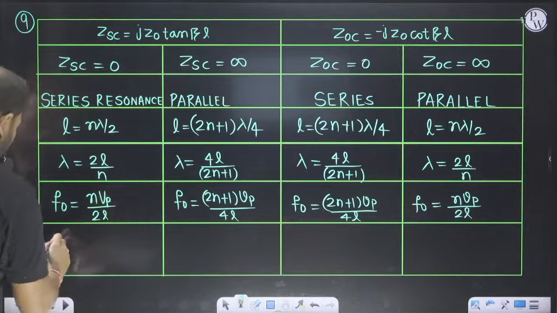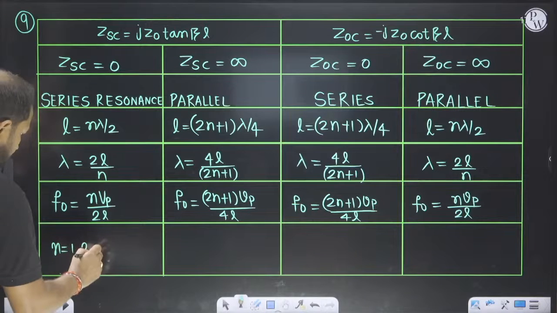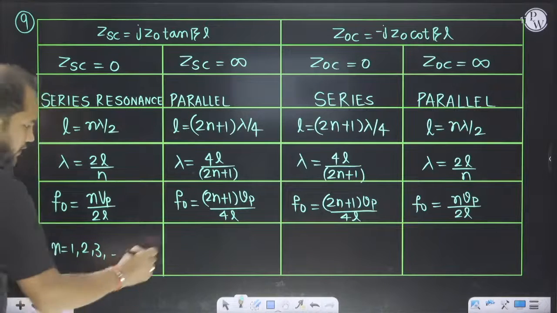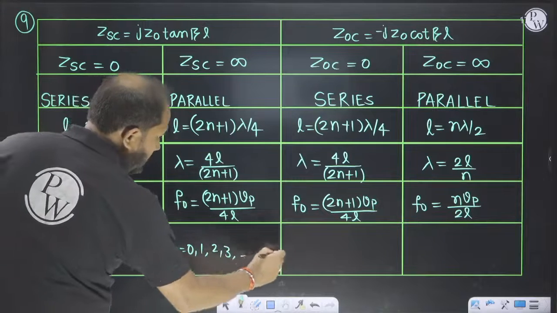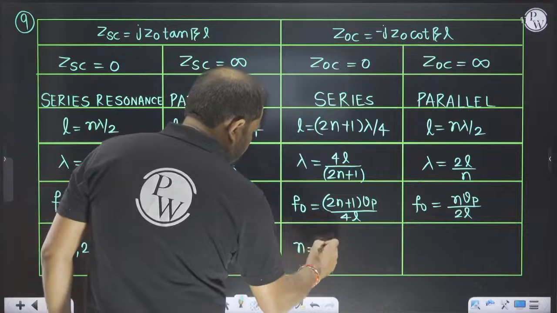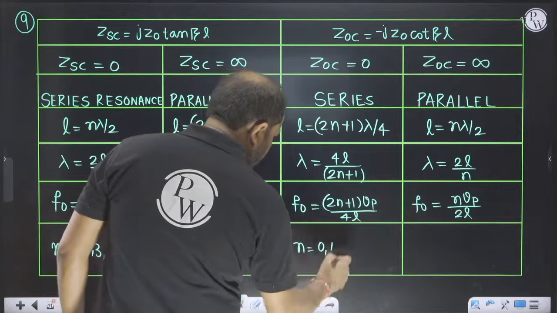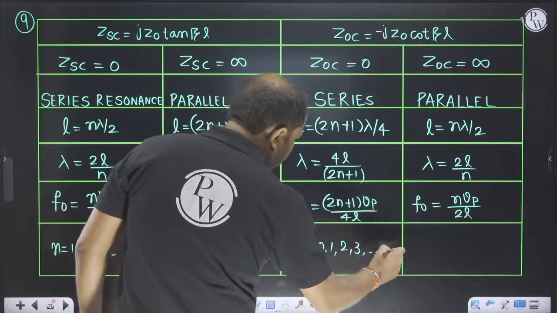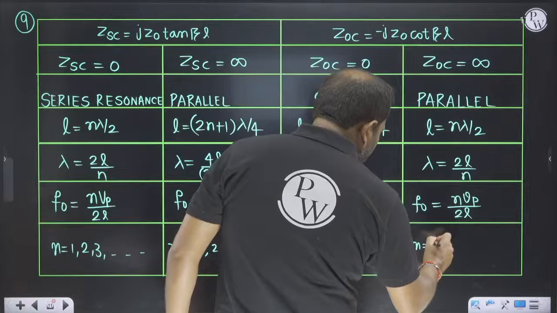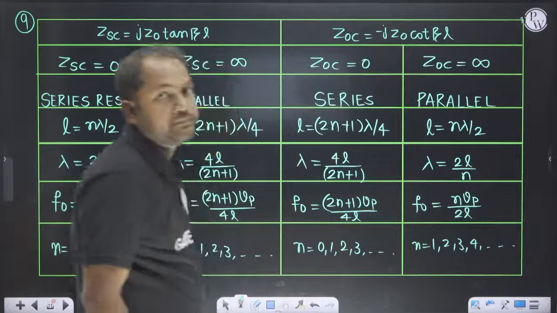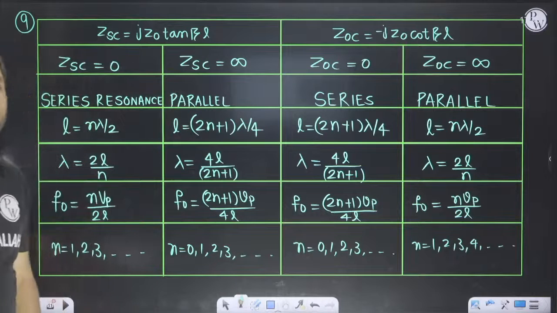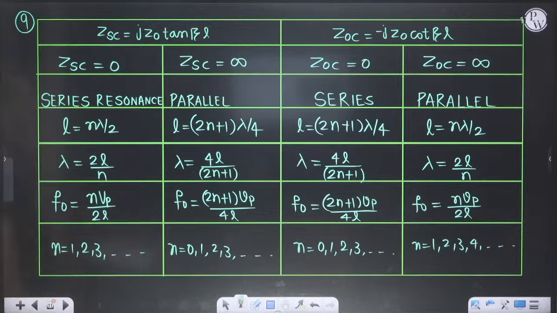Then here n will be 0, 1, 2, 3, and here n will be 1, 2, 3, 4, like that. So we have calculated the value of series and parallel resonance. This is the condition for series and parallel resonance.